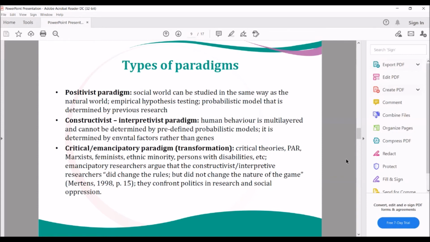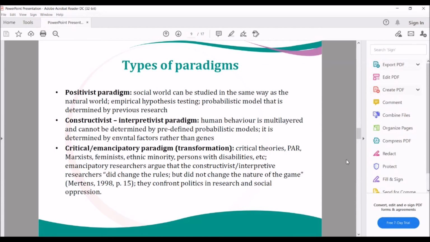So interpretivists respect environmental factors. They actually shape people and their behavior, and therefore we've got to acknowledge multi-layered realities in that sense. And there's the critical or emancipatory paradigm, which is more about transformation. And so it calls upon critical theories, participatory action research, Marxist, feminist, ethnic minority. In our case, it's not just ethnic minority, but we have gone through a period of oppression of ethnic majority and persons with disability.